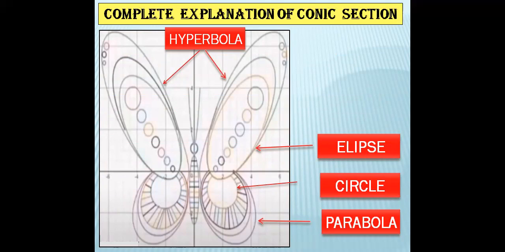Here this part of the butterfly represents the parabola, this part represents the circle, this part represents the ellipse, and this part represents the hyperbola. Such type of activity can explain each and every part of the conic sections.